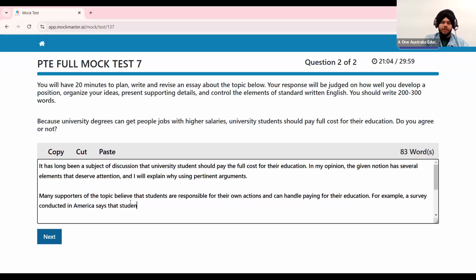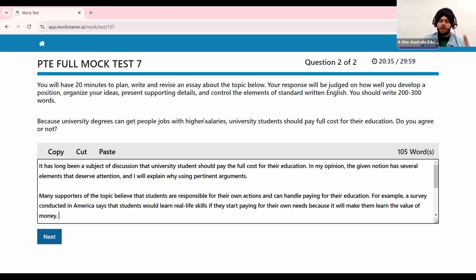Okay, students would learn real life skills if they start paying for their own needs, because it will make them learn the value of money. Simple. Okay. Now comes another part.